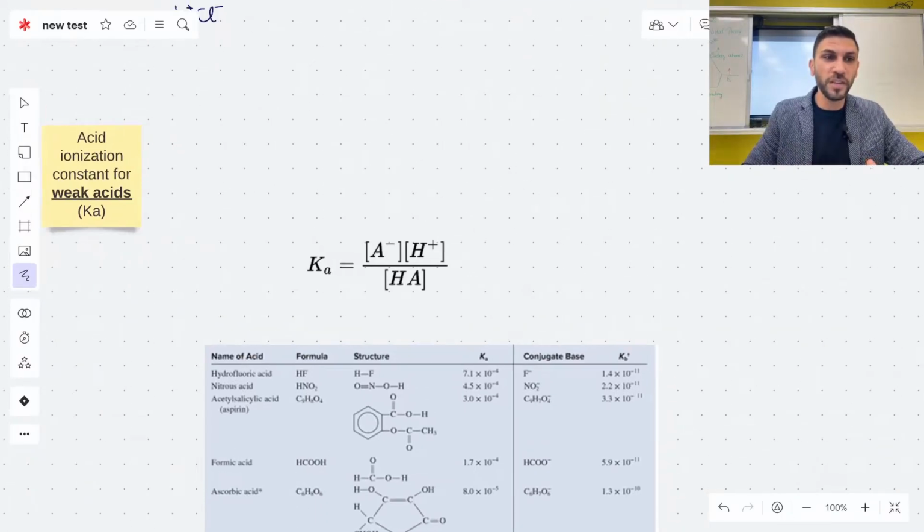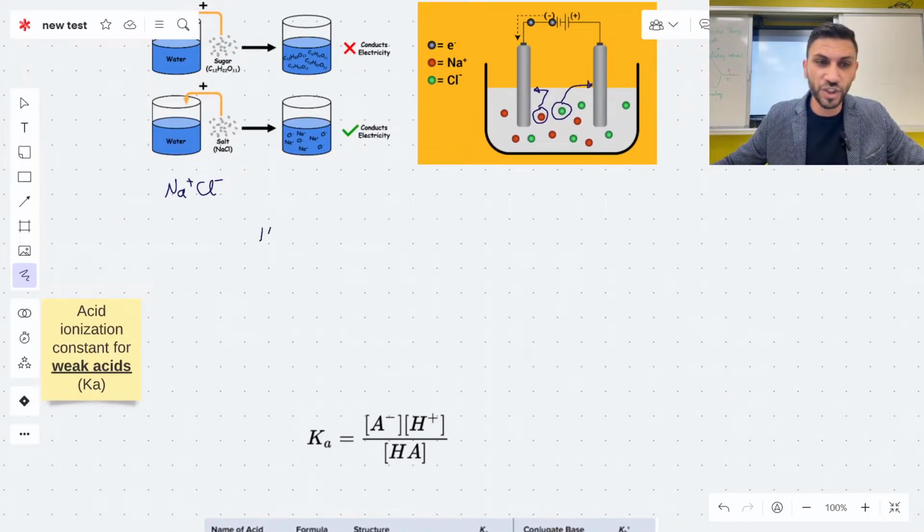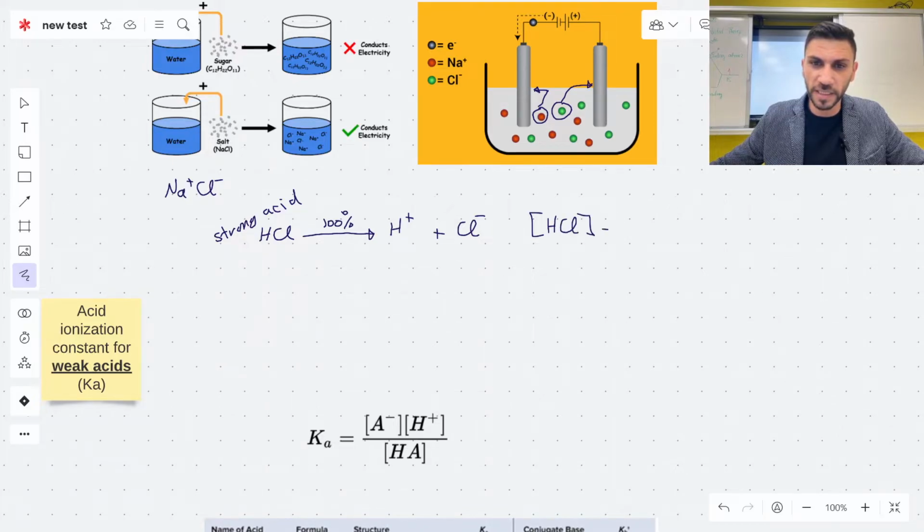We have something called the acid ionization constant for weak acids because in the previous videos, when we solved, for example, for a strong acid, I'm going to write it here. Let's say HCl is a strong acid. It dissociates in water 100% because it's strong, to give you H positive plus Cl negative. That means the concentration of HCl in this case equals the concentration of H positive exactly.